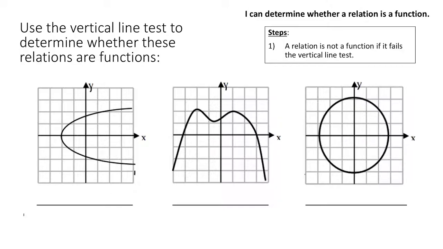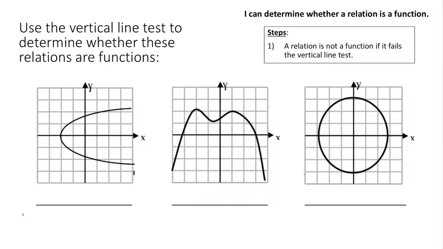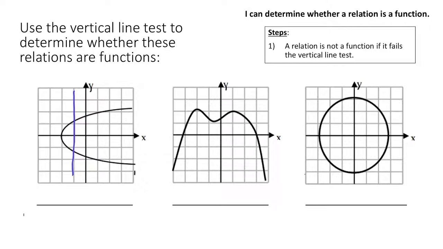So when you have graphs that are on a grid, you can use the grid as your vertical lines. Or you can choose to draw them in yourself. So here on this function, as soon as I start drawing vertical lines, they're going to pass through more than once. And you only need to have this happen once. So as long as it happens at least once, it is not a function.